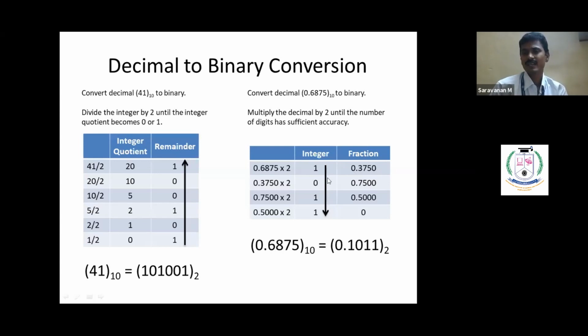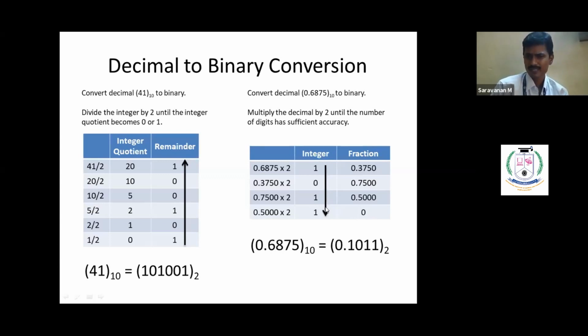Now take this fraction again, multiply by 2, and we get 0.75 with the integer being 0. Then multiply 0.75 by 2, we get 1.5. Keep your 1 in the integer portion, 0.5 in the fraction. Again 0.5 by 2, we get 1 here. Fortunately for this problem, we are getting 0 in the fraction, so we cannot proceed after this. We can stop up to this point.